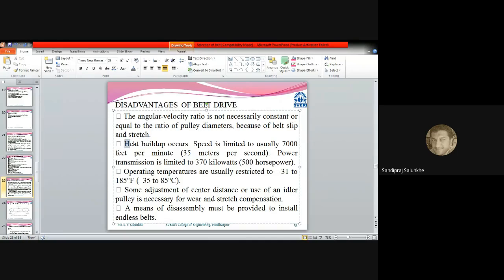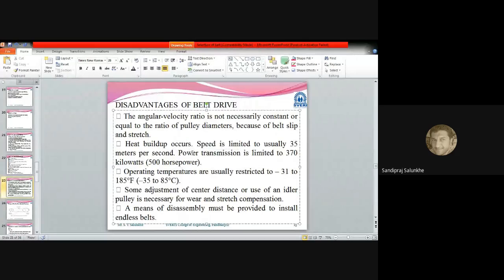Then the next disadvantage is that heat gets built up, that is, the temperature increases when we increase the velocity of the belt, that is, up to 35 meters per second.